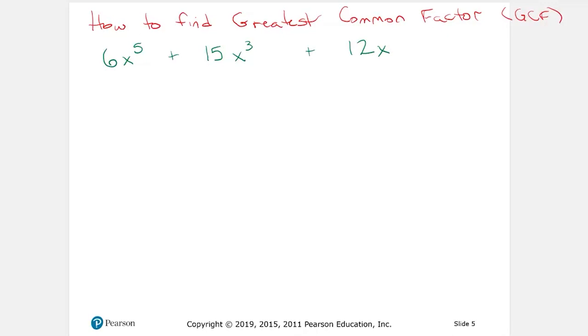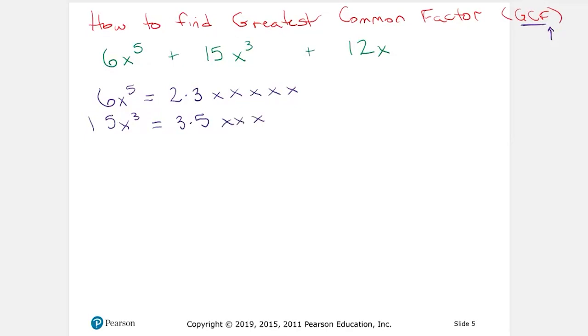Okay. So we're going to go in reverse. First thing I'm going to do is factor each one of the terms. So for example, I have 6x to the 5th. And if I factor it, 6 is really just 2 times 3. And then we have 5 x's. The next one, we have 15x to the 3rd. And 15 is 3 times 5. We factor down to prime numbers. And this gives me 3 x's.